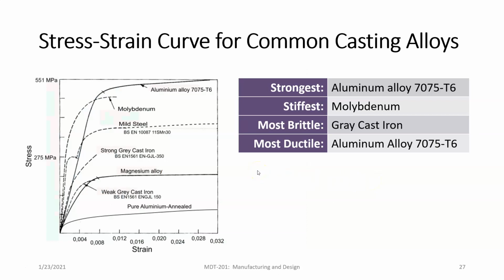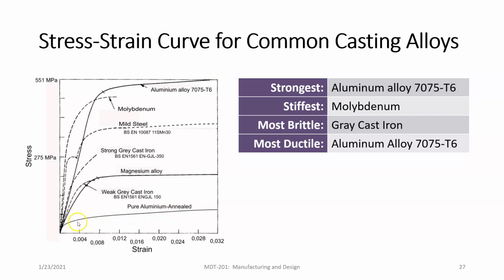All right. So here's an example of a stress strain curve for different casting alloys, right? So here's mild steel. There. Strong gray cast iron. Notice, remember we said cast iron is not very ductile? Well, look what happens with cast iron. You bend it and then boom, it fractures, right? That's not very ductile. Aluminum. Look at aluminum. Man, you can bend it and bend it and bend it, and it really doesn't fracture until it gets way out here.